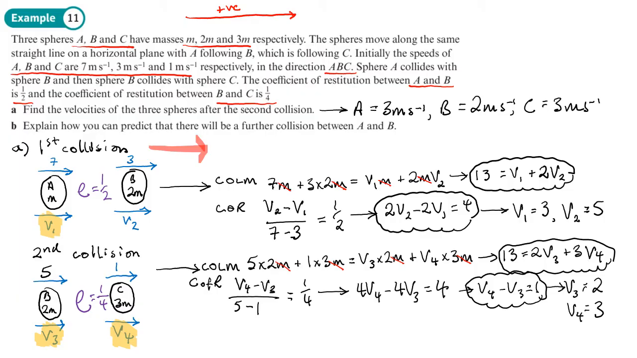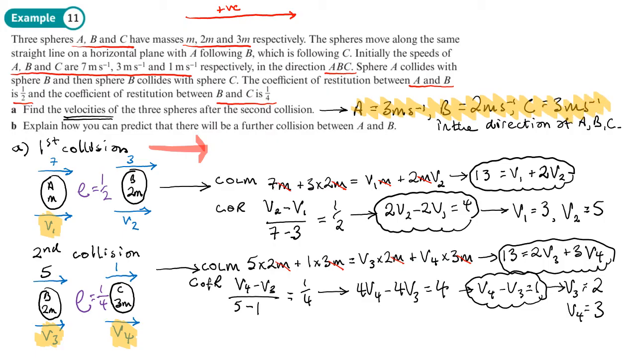Okay, and they're all in the direction of ABC. Now, because it says the velocities, I shouldn't just write the speed down, so I should really say what the directions are. So in the direction of A, B, C. Okay, so there are the velocities after the two collisions.